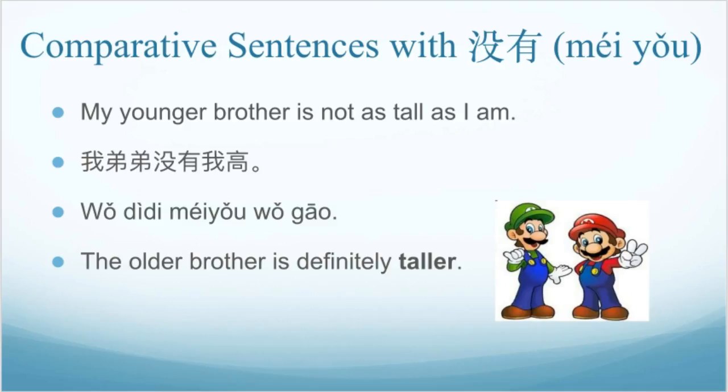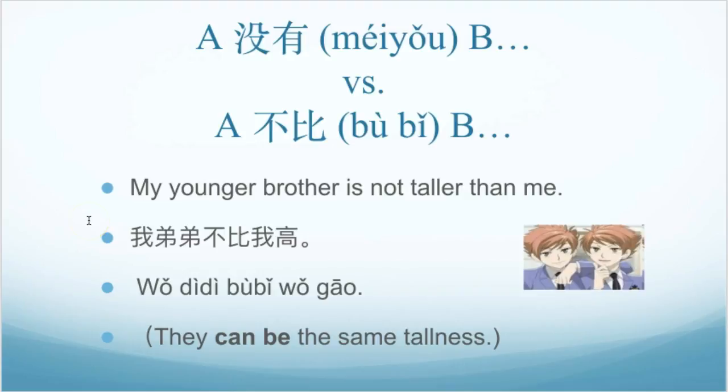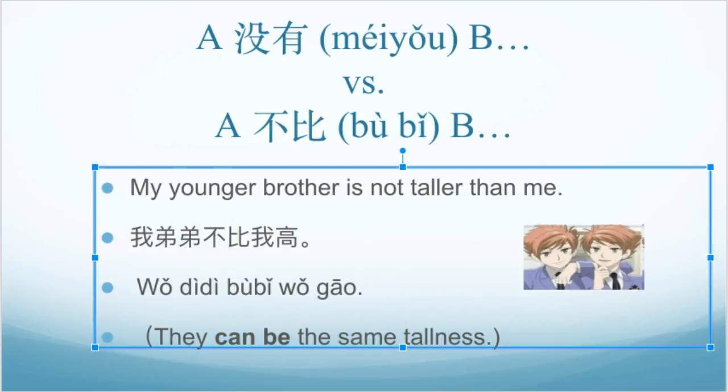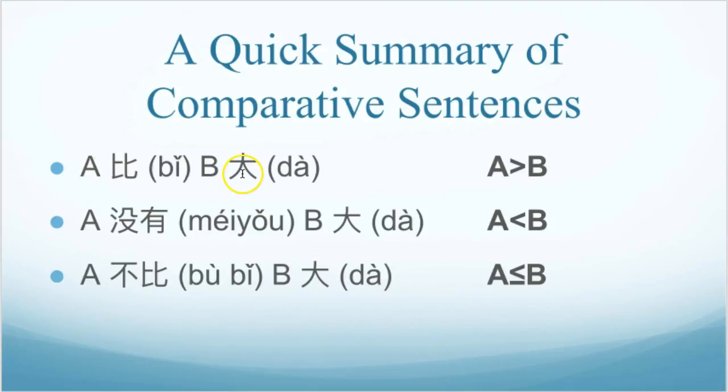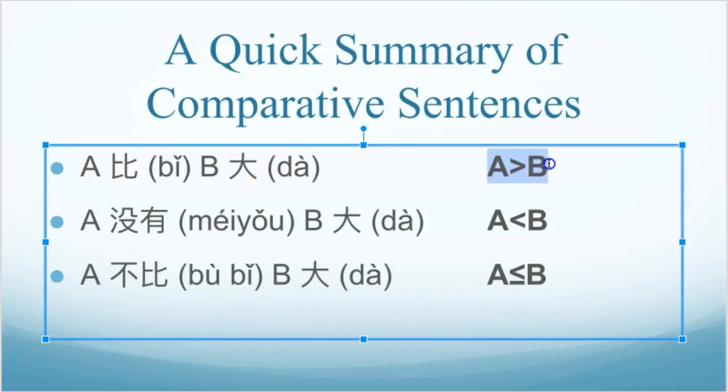Okay, let's look at some more examples with 没有. 我弟弟没有我高. Okay, the older brother is definitely taller than the younger brother. But what if I say 我弟弟不比我高? Well, then definitely the brother's not taller, but they could be the same tallness. So with this structure, the A 比 B 大, for example, A is definitely bigger than B. A 没有 B 大, A is definitely smaller than B. A 不比 B 大, A could be smaller or equal to B. You can think of that in that kind of math relationship.